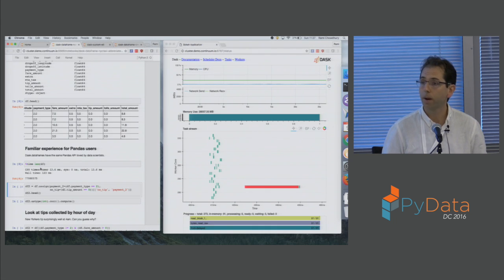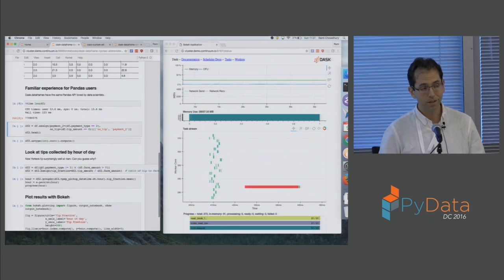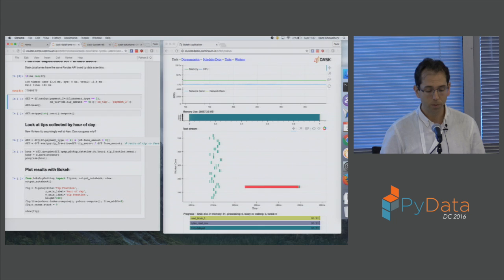Dask coordinates many Python calls on many different computers and coordinates them together. So this is like Dask data frame, used to produce data frame computations. Computing the length of a data frame is not particularly hard. Let's do something more complex.